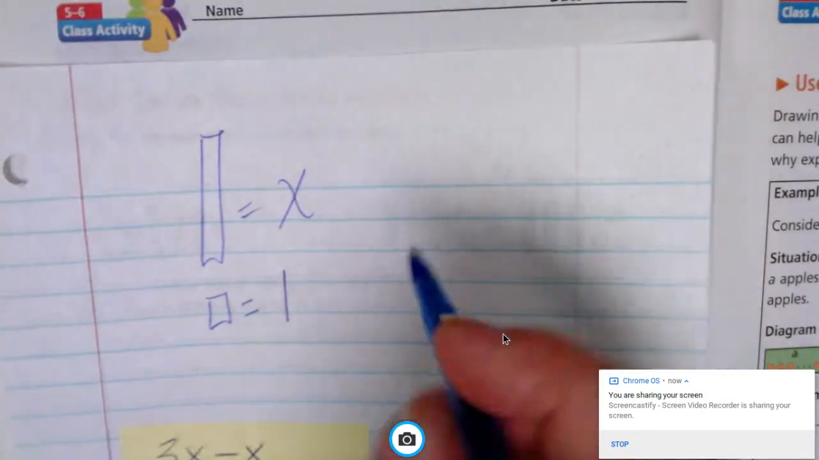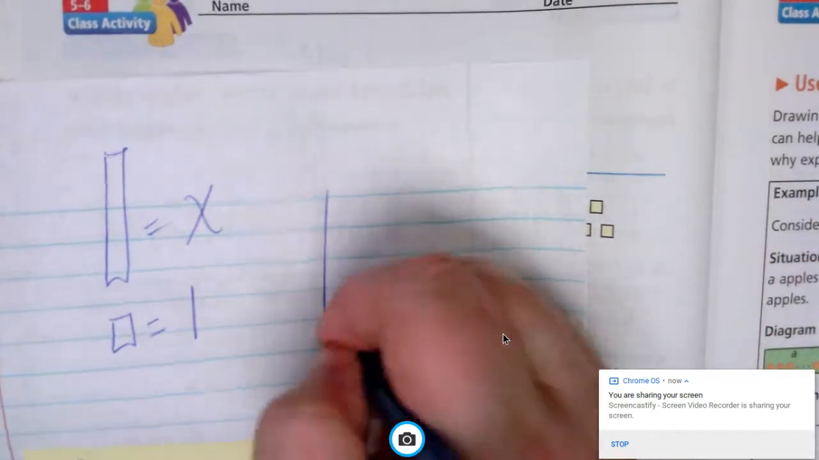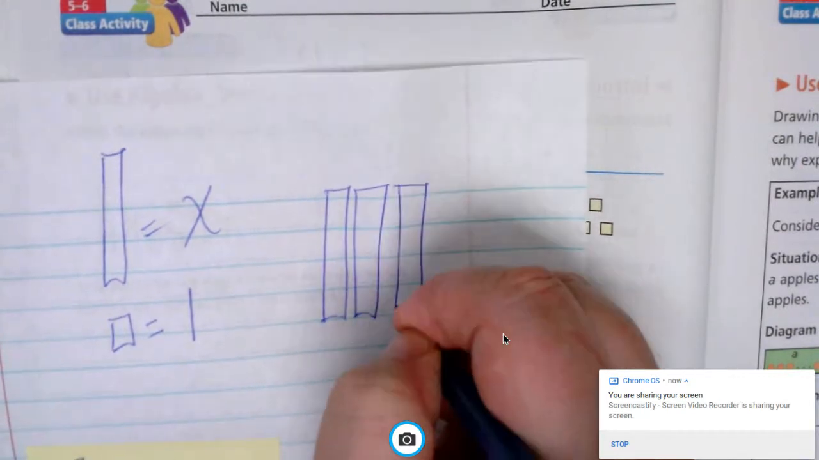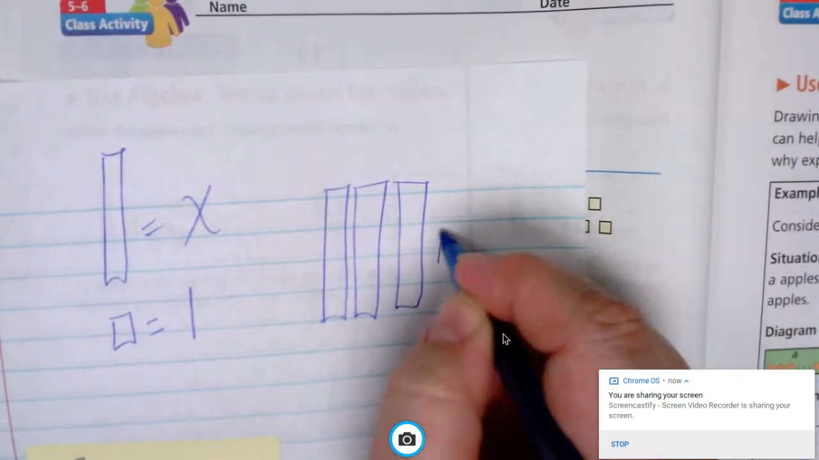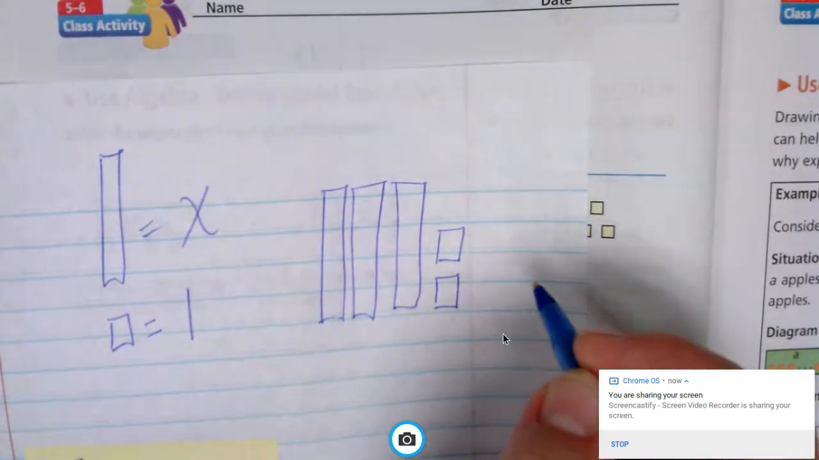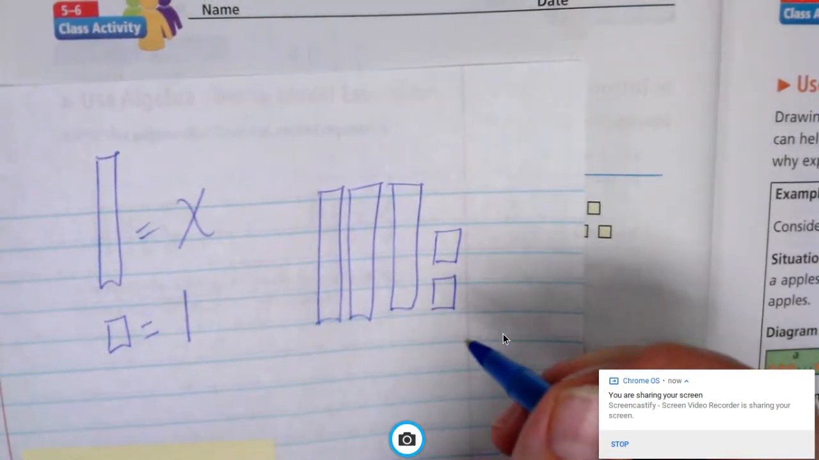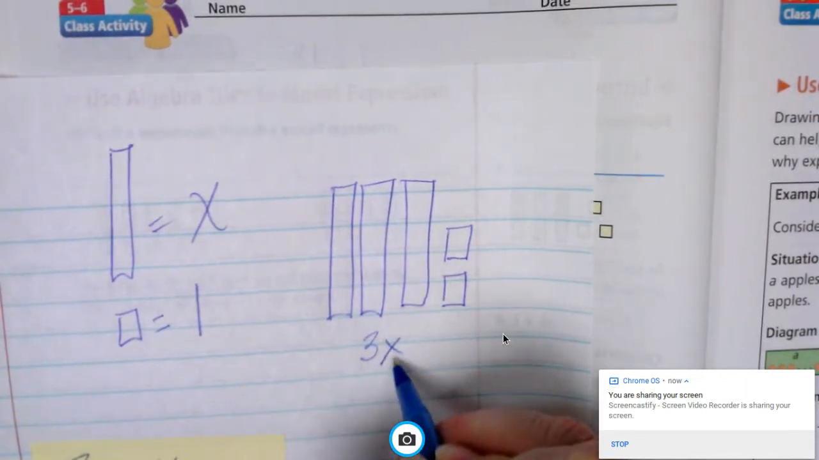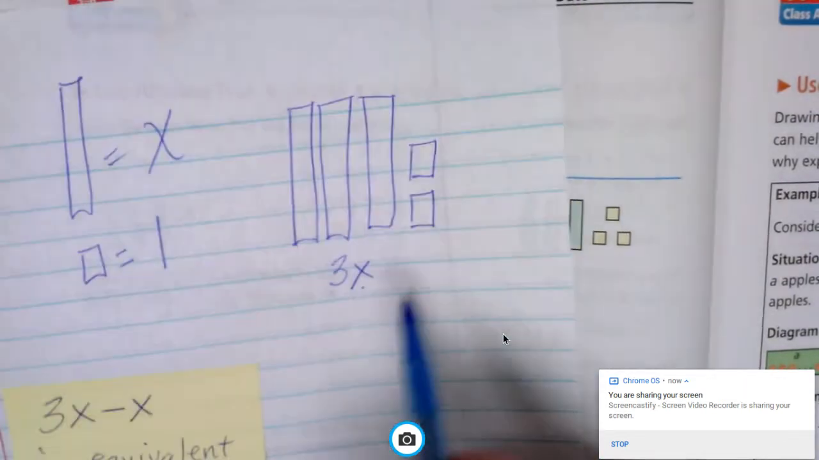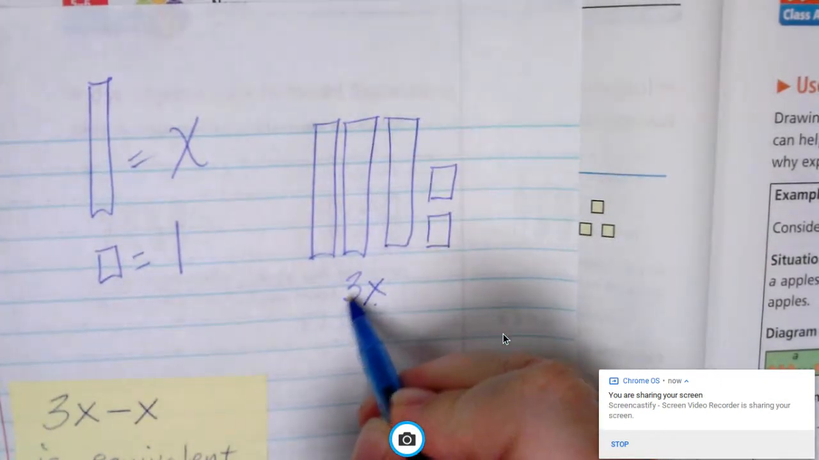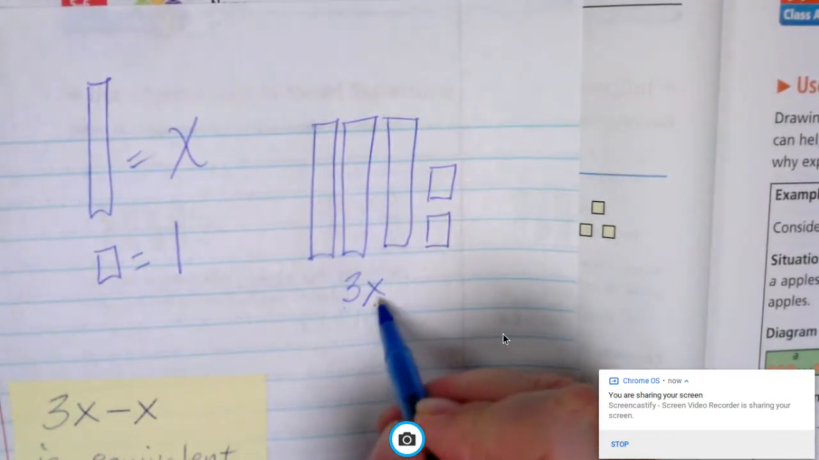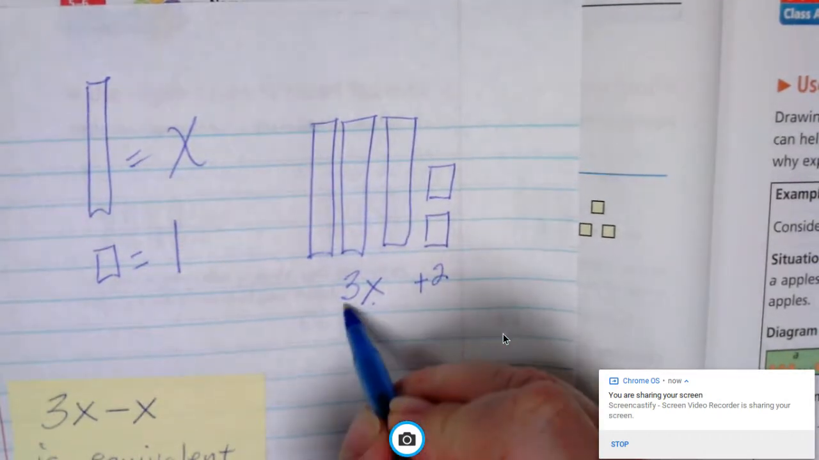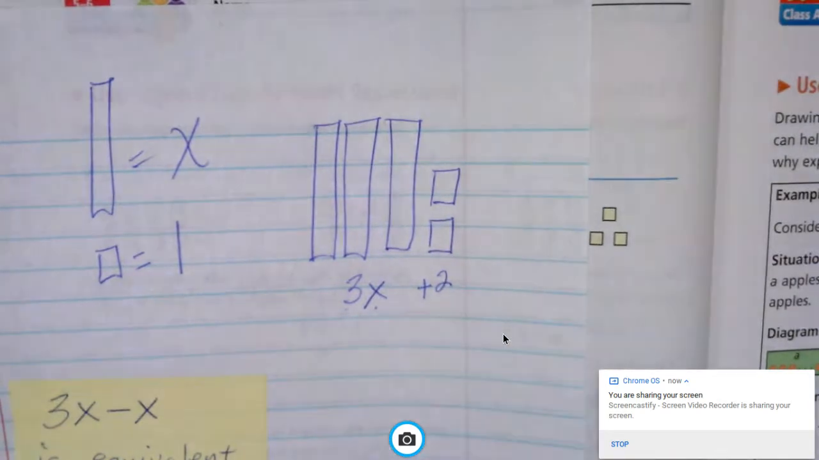So if I had three rectangle tiles and 2 square tiles, it would look like this. 3x, so 3 times x. Remember, we don't need the multiplication symbols anymore. If you have a number times a variable, you just put them together. Plus 2. So we would have 3x plus 2 is what that would look like.